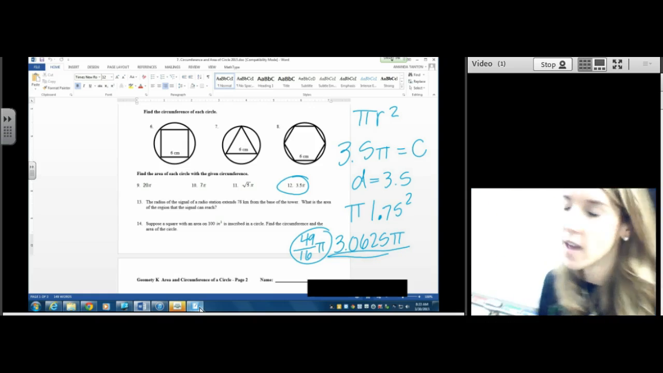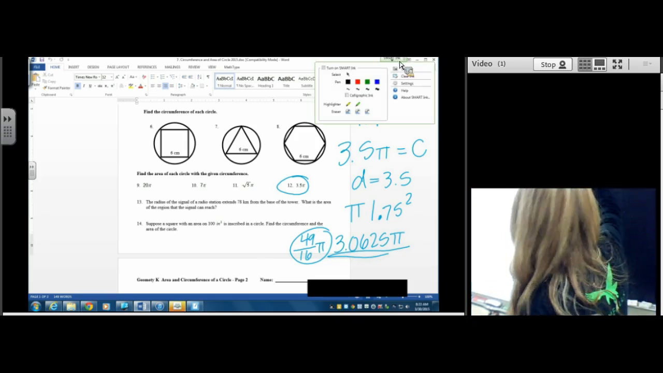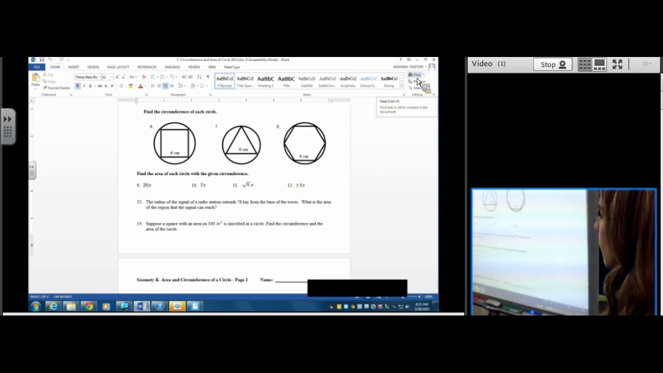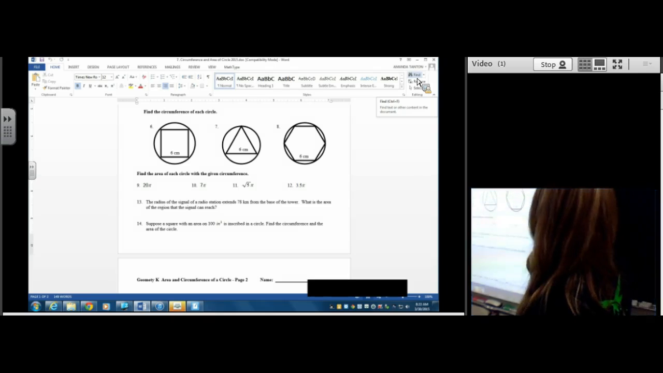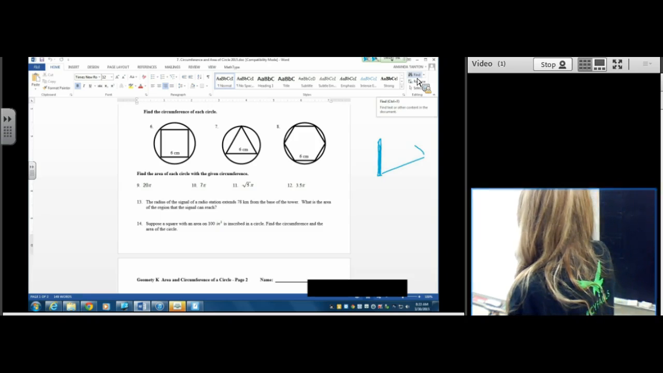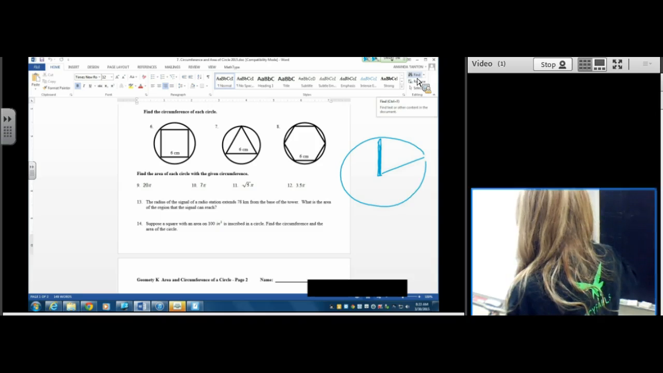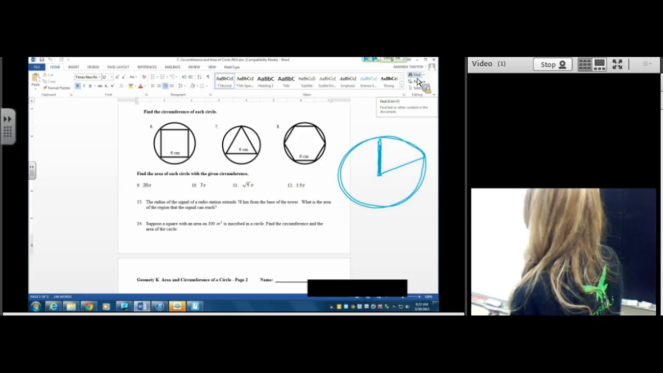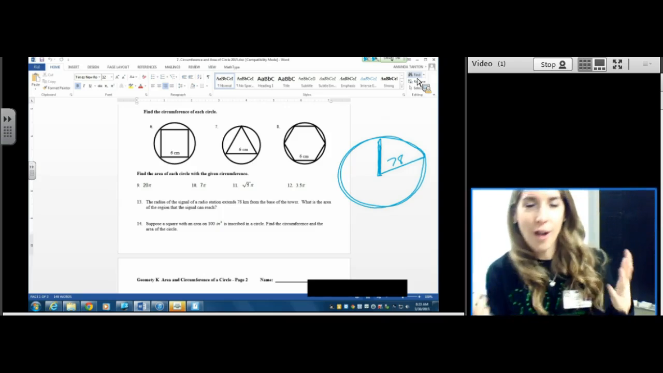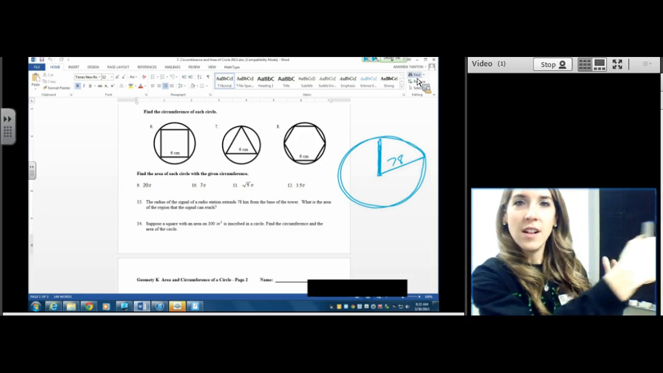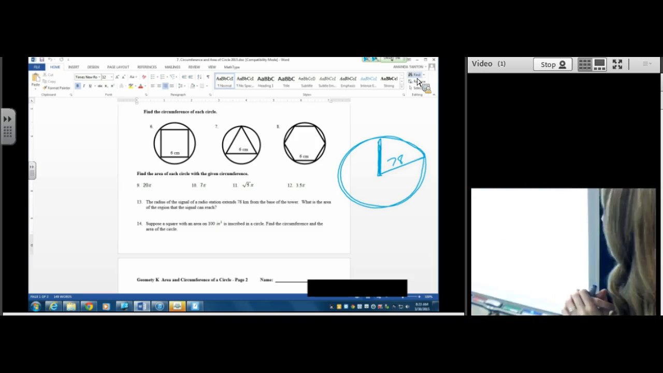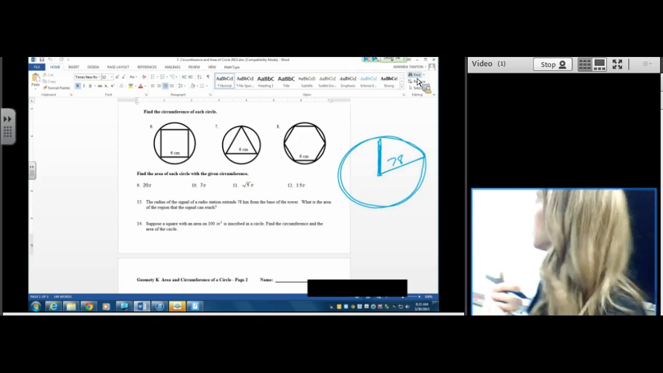Okay? The next one, number 13. The radius of the signal of a radio station extends 78 kilometers from the base of the tower. What's the area of the region that the signal can reach? So, like, here's the radio tower, and it has a signal, and it can reach all of these people. All these people can hear this radio station. So it extends 78 kilometers all the way around that region. You know how when you're in the car and the radio's going, and then all of a sudden you kind of move out of their radius of where they project the radio waves, and then it turns into static. So that's what this is talking about.